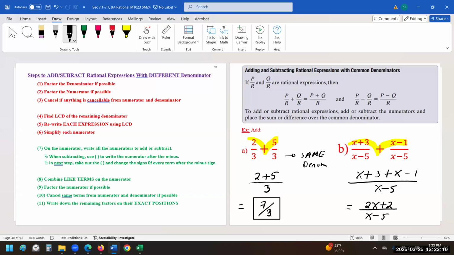Because we can factor. Anytime it's factorable, always factor. So how do you factor here? GCF or perfect square? Which one? GCF. So what is your GCF? 2. x plus 1. And then x minus 5. Can you cancel x plus 1 and x minus 5? So leave them alone.